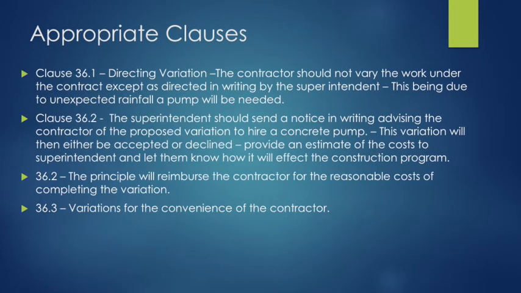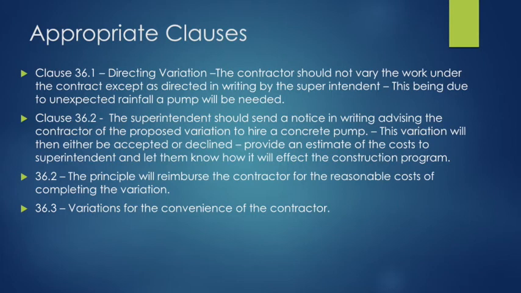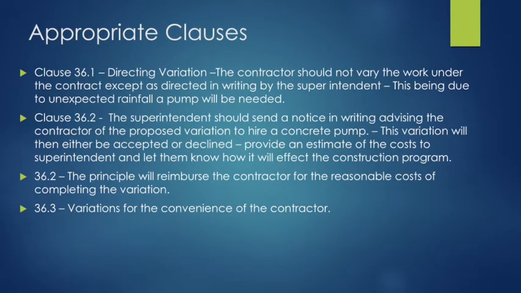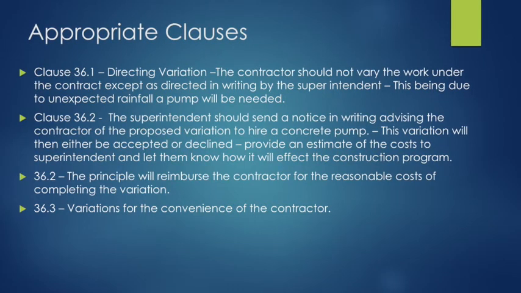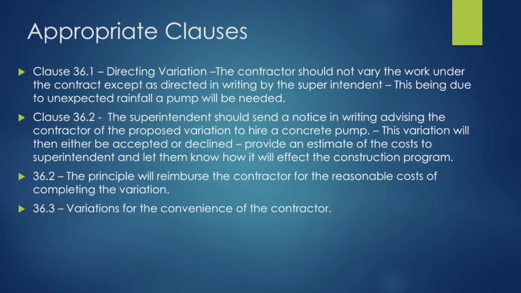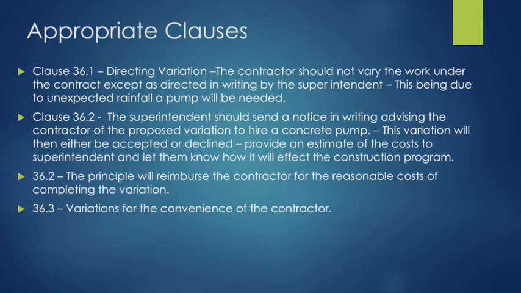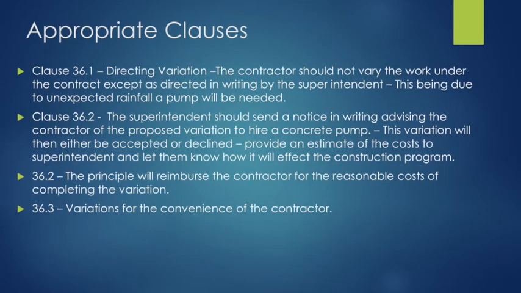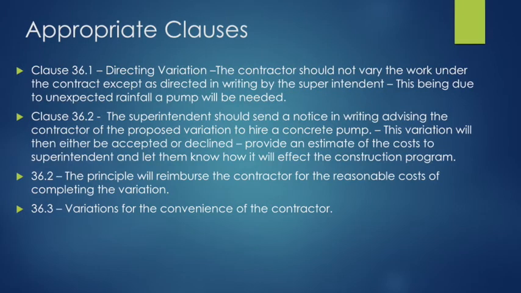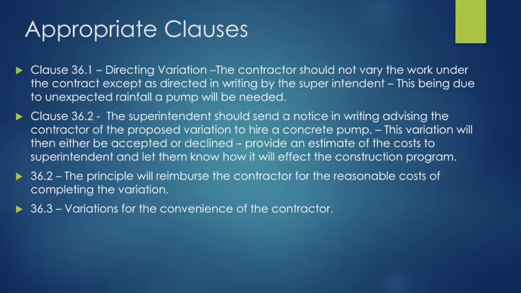Clause 36.2. Superintendent should send a notice in writing advising the contractor of the proposed variation to hire a concrete pump. This variation will then either be accepted or declined. The contractor should then provide an estimate of the cost to the superintendent and let them know how this will affect the construction program. Under clause 36.2, the principal will reimburse the contractor for the reasonable costs of completing the variation. Finally, clause 36.3, the variations for the convenience of the contractor.